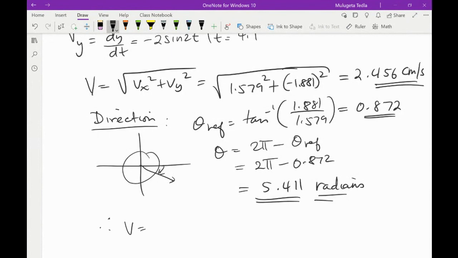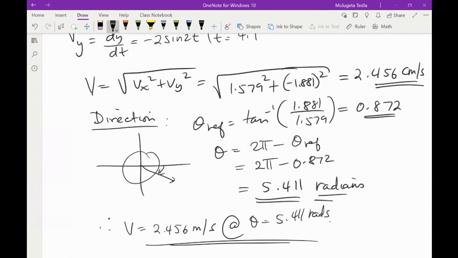So the velocity is in the amount of 2.456 meters per second at an angle of theta equal to 5.411 radians. That's a good answer, or 310 degrees. Thank you. With this, I finish.